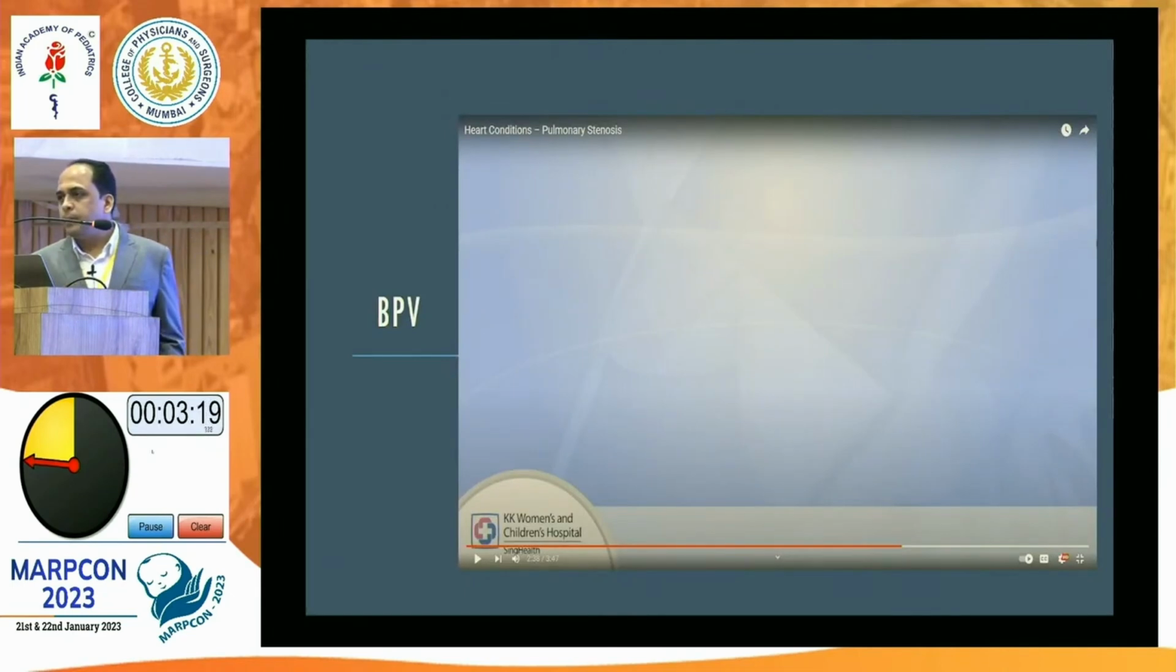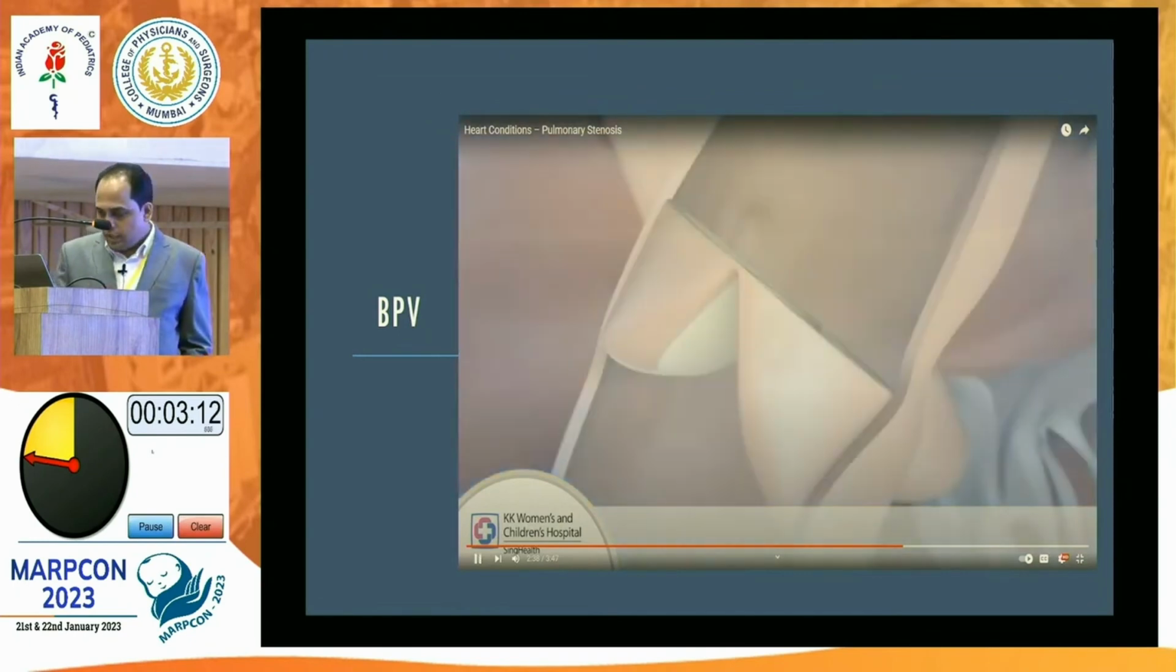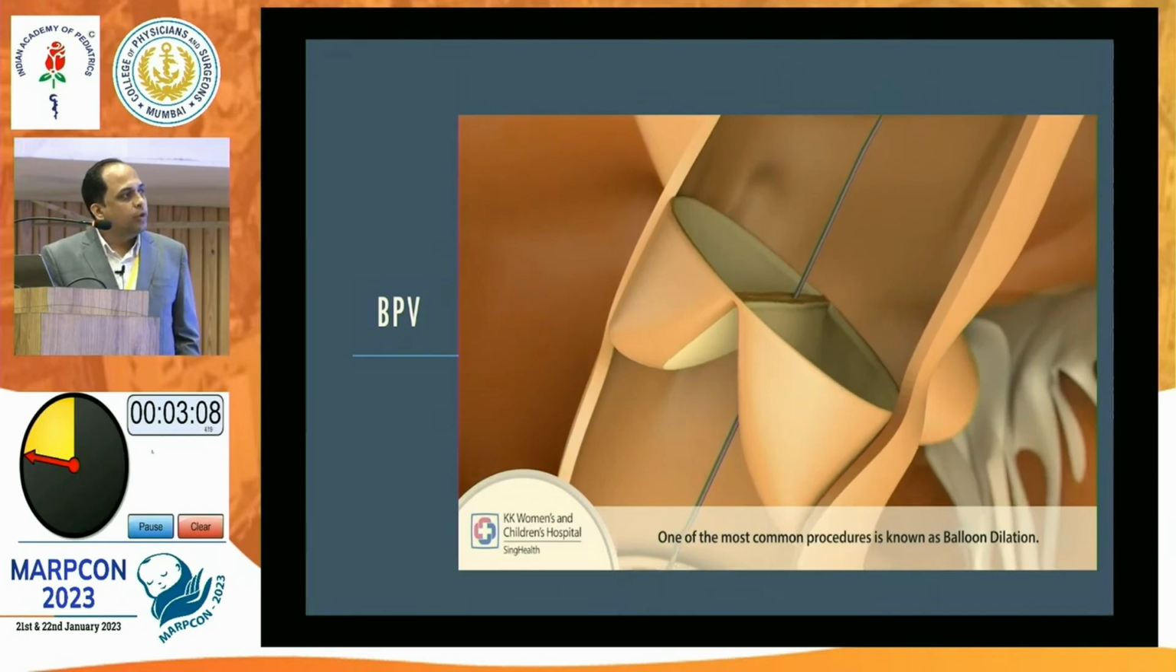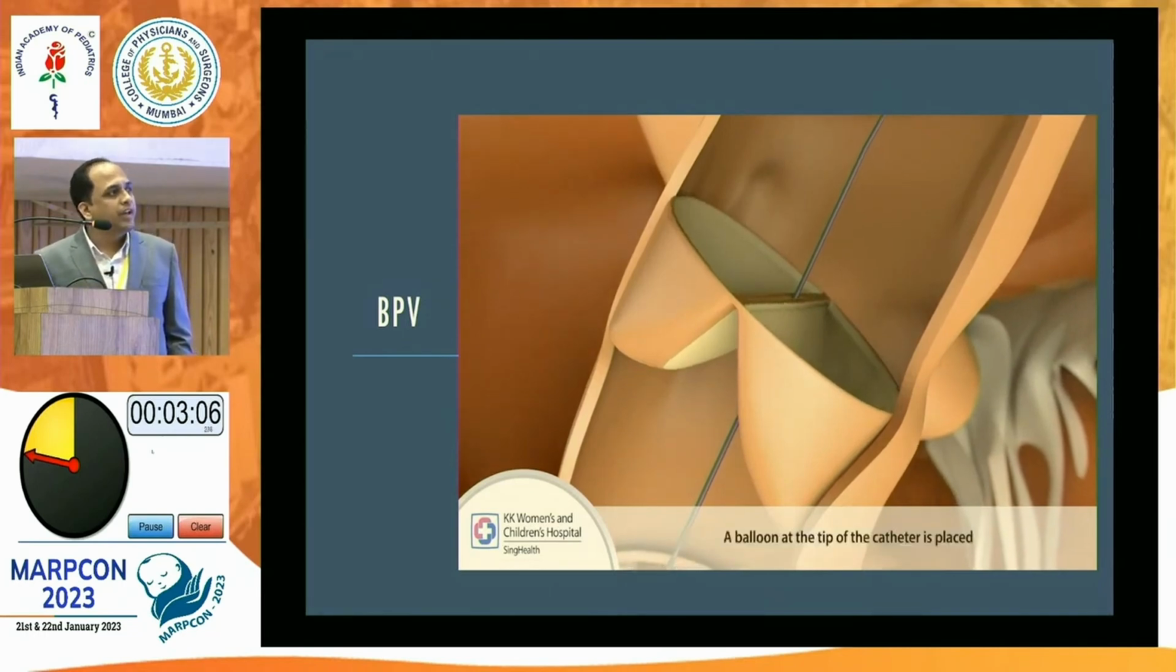Another two important cases are just opening the valves. The first one is pulmonary valvuloplasty and the second one is aortic valvuloplasty. For pulmonary valvuloplasty, I will just show you the animation part. So this is a pulmonary valve. It is bicuspid; you can see two cusps. Normally it should be a tri-leaflet valve, but this is an abnormal valve. There are only two leaflets.